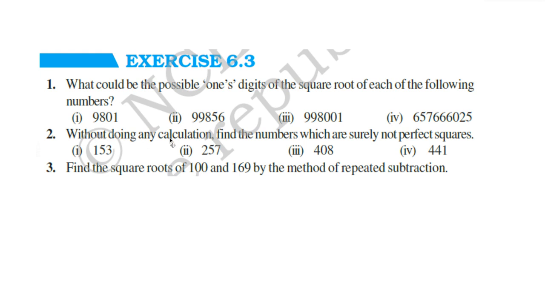The second, without doing any calculation, find the numbers which are surely not perfect squares. The first one, 153. You know that square of any number is not ending with the digit 3. So we can say 153 is not a perfect square. Similarly, check the other number. And the third question is, find the square root of 100 and 169 by method of repeated subtraction. You start subtracting successively from 1. That is 1, 3, 5, 7 and so on until you get 0.